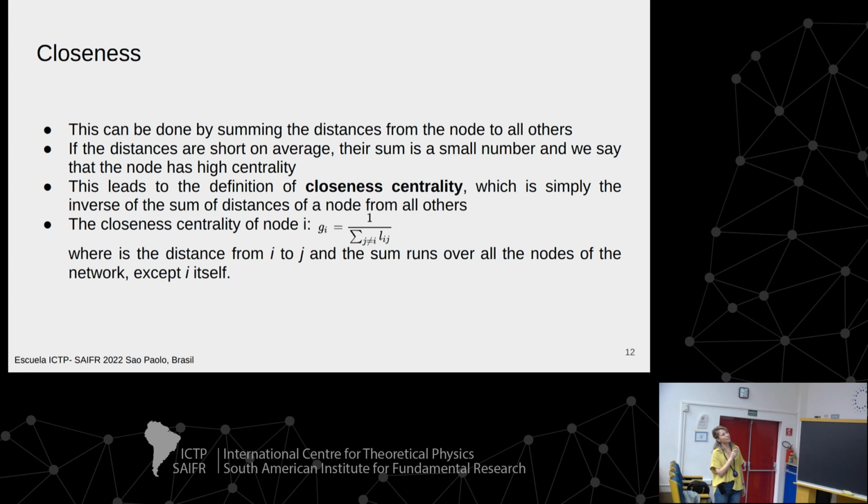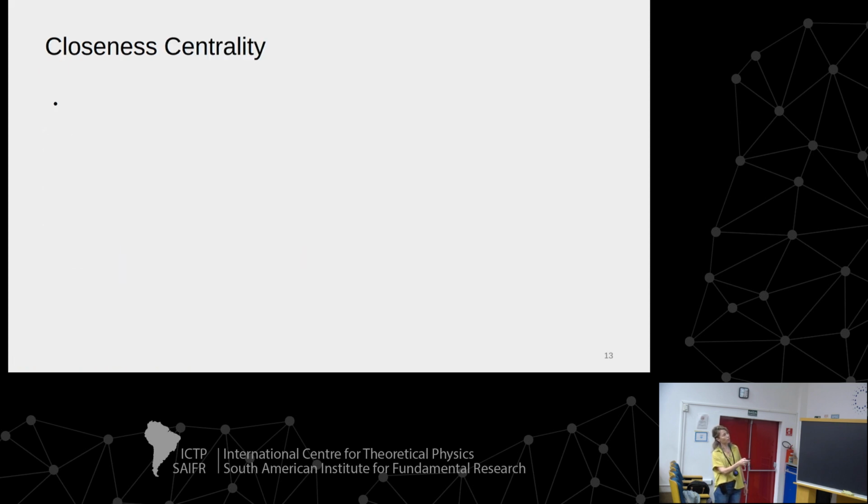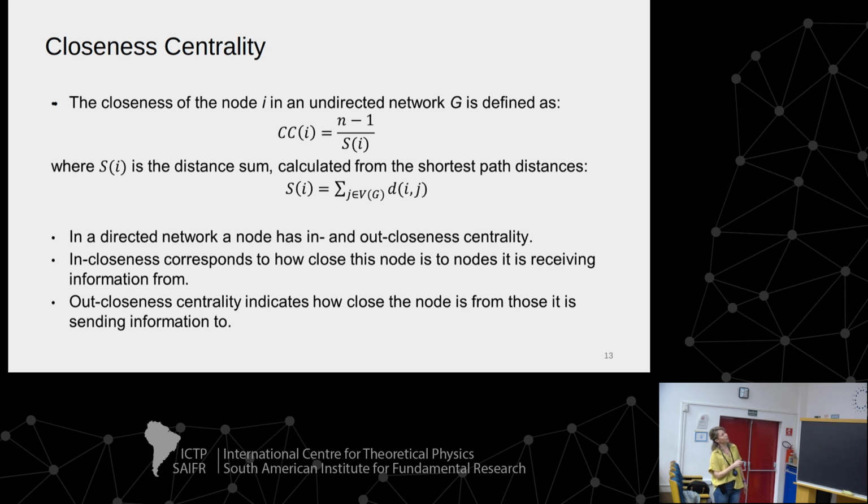I have to sum the distances from the node to all other nodes. If the distances are short on average, their sum is a small number, and we say that the node has this centrality. So I have this closeness centrality, which is basically the inverse of the distances. So you calculate it like this. For example, the closeness of a node of an undirected graph, you calculate it like this.